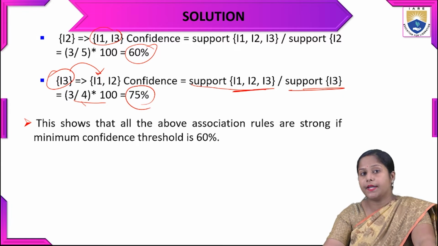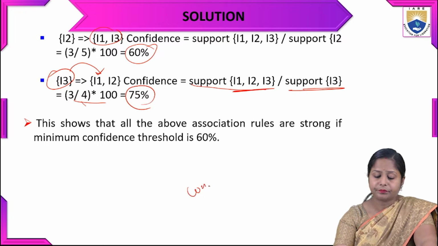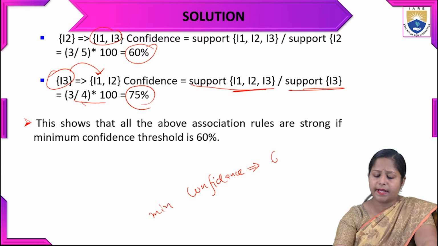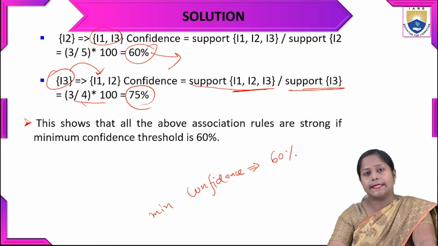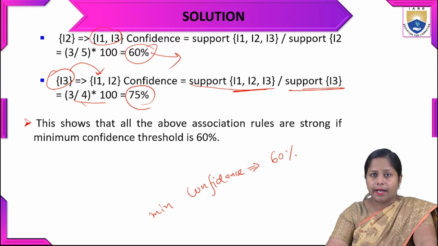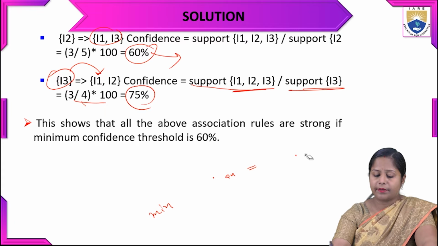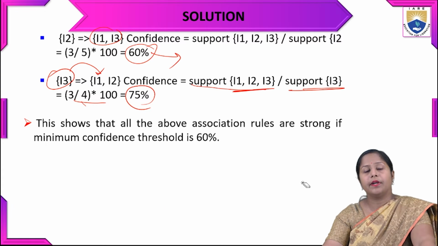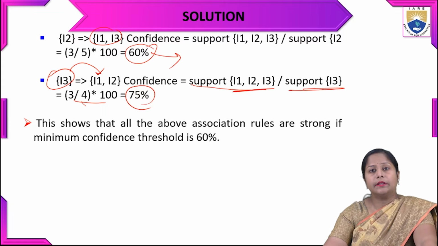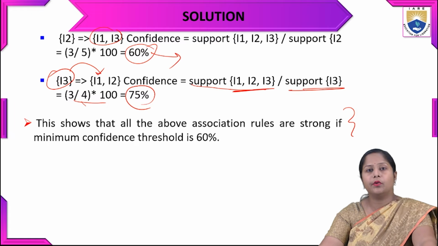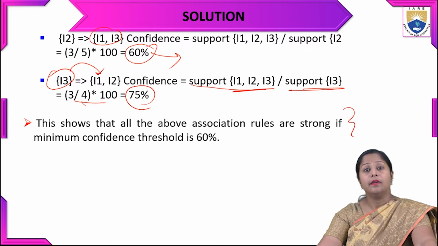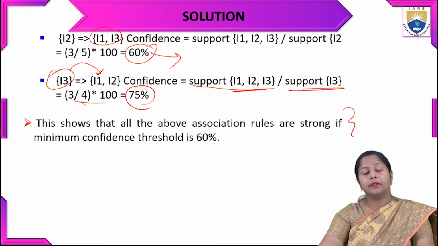We set the confidence in the earlier first step. We set the minimum confidence threshold at 60%. Here we have found one association rule that also has 60%, so that is equal to the threshold, so we can take that. So all 6 rules that we found from the particular I1, I2, I3 are valid. This shows that all the above association rules are strong if the minimum confidence threshold we have set is 60%. So that was all about the Apriori algorithm.